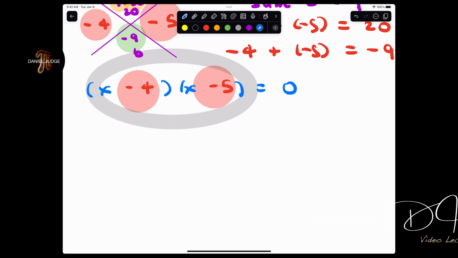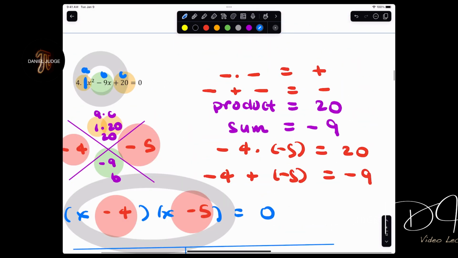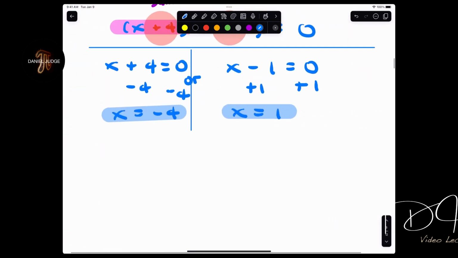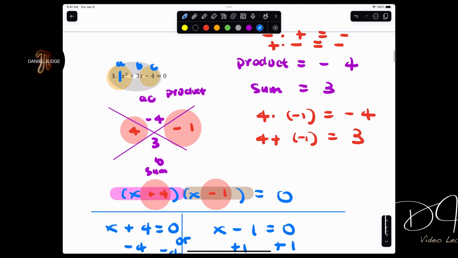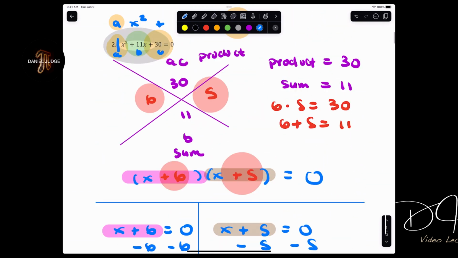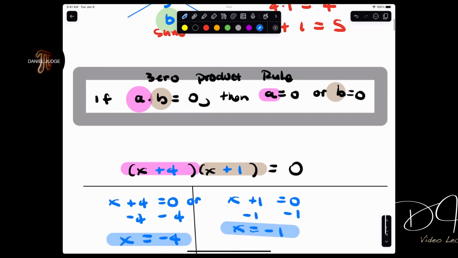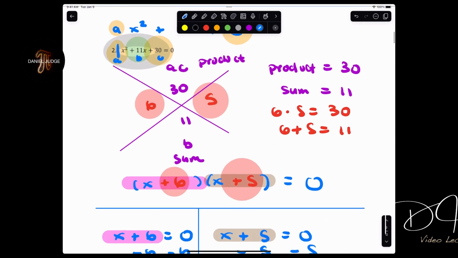So now, ladies and gentlemen, by the zero product rule, I guess we want to make sure that's kind of straight. Okay, zero product rule all the way up here. It looks like it's making me a little dizzy here. Here's our zero product rule up here.